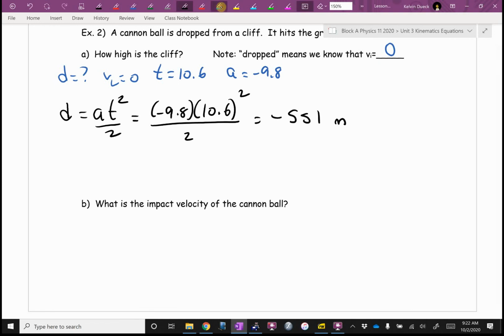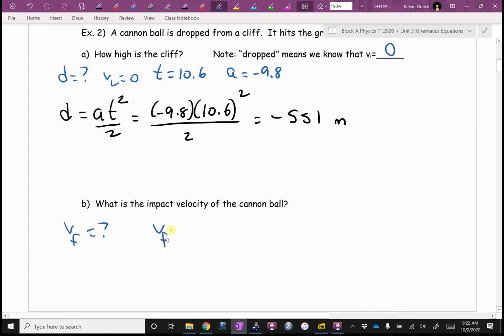Okay, so I'm going to go like this. VF equals question mark. Is VI still 0? Is T still 10.6? Is A still negative 9.8? I'm not going to relist everything. I could use my distance maybe, but if I can solve this without using an answer that I just calculated, then Fatima, I will, because that way if I got this wrong, I don't get this wrong again. So, Kiana, which equation has a VF, a VI, a T, and an A in it? There is one.